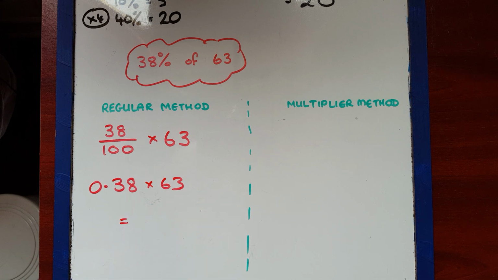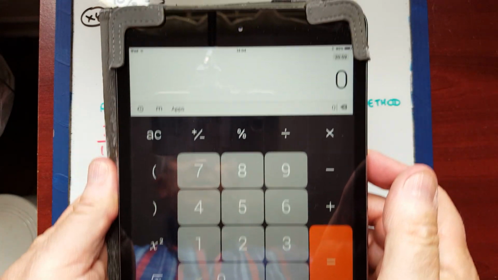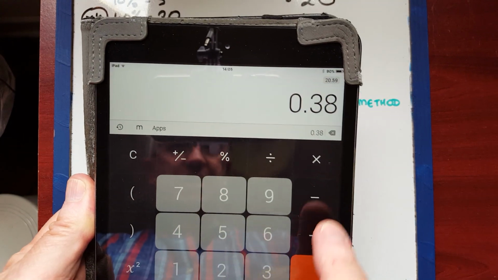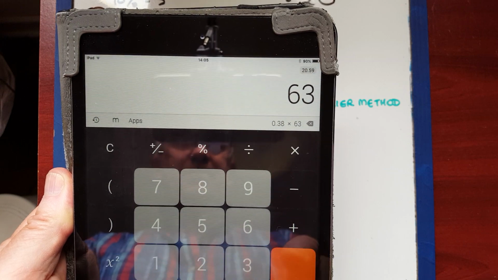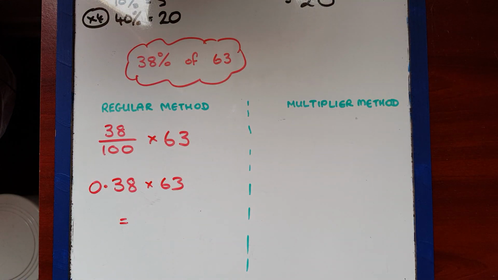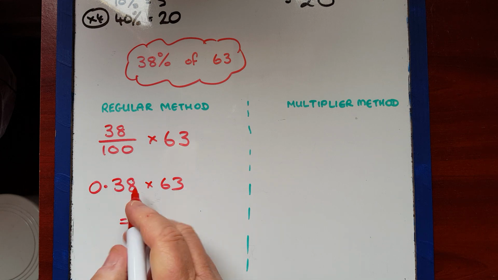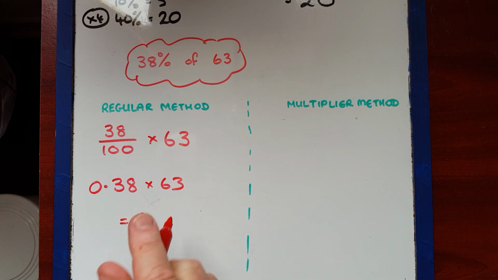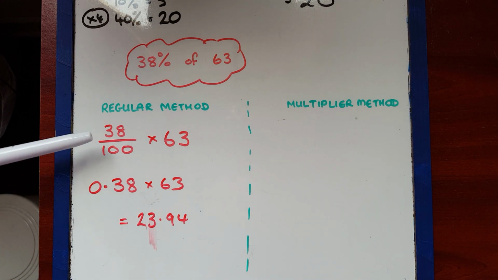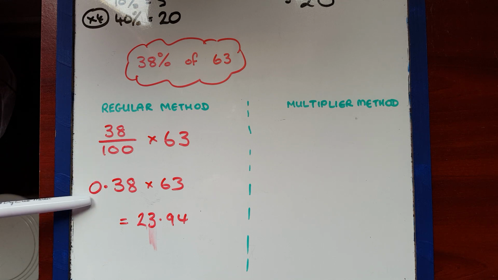0.38 times 63 is something that has to be done on a calculator, but that's going to give you the answer. Here's a calculator, and let's just pop the question onto there. 0.38 times 63 equals 23.94. And that's finished. So 23.94. So that's all we do. The percentage is out of 100. So we divide it by 100, and then we work out our answer.